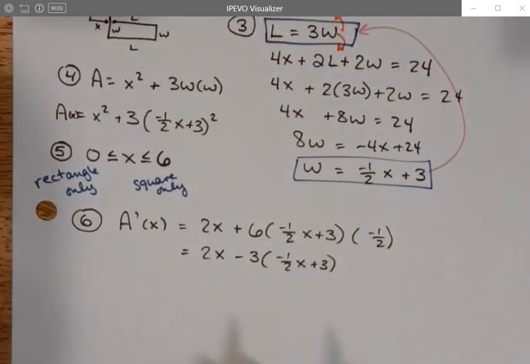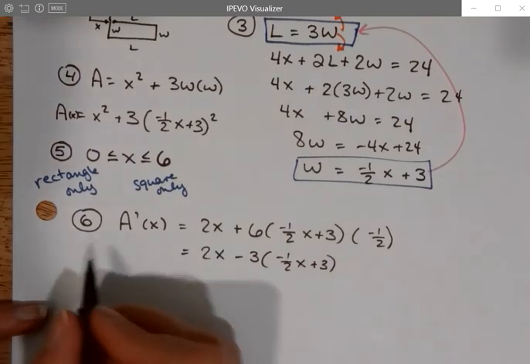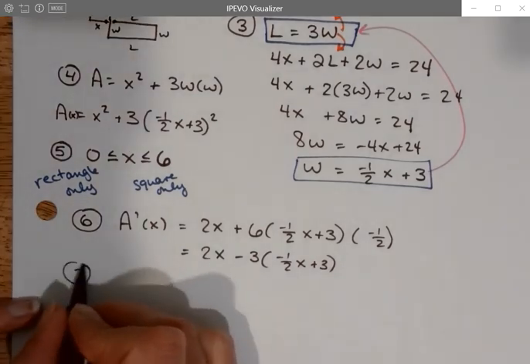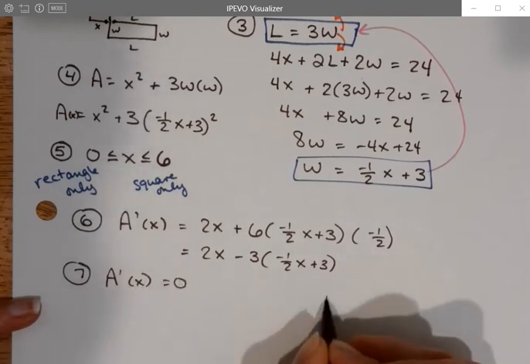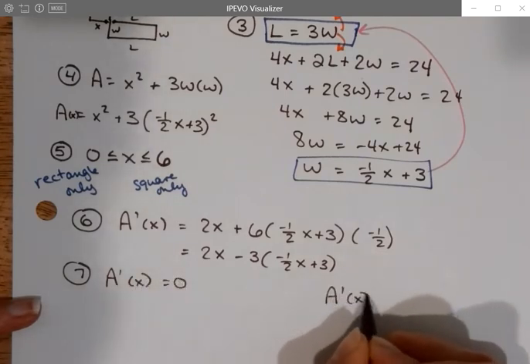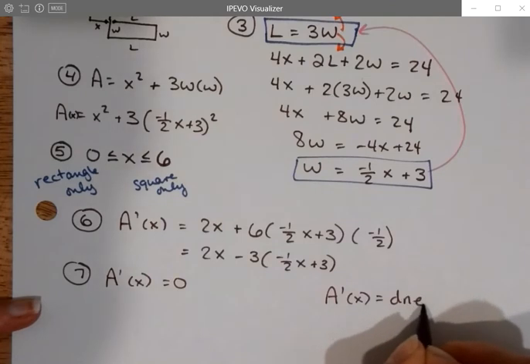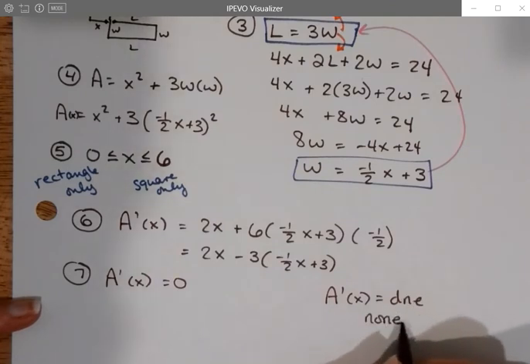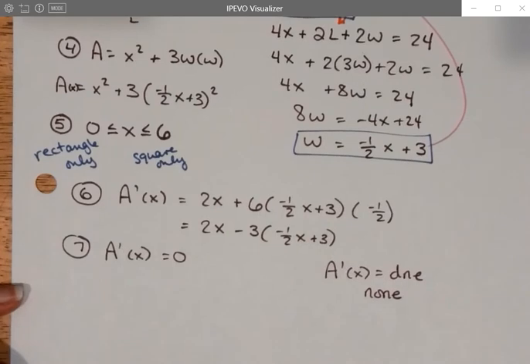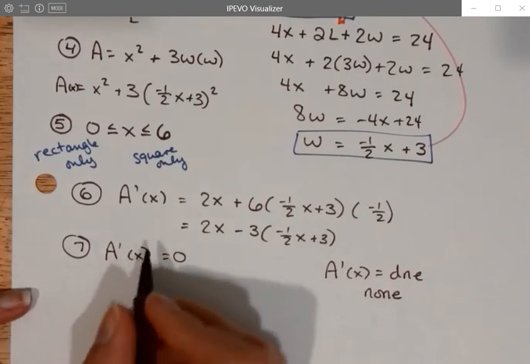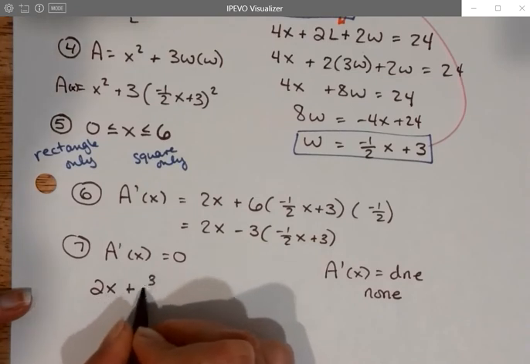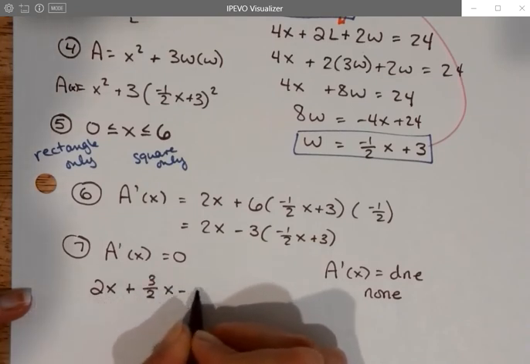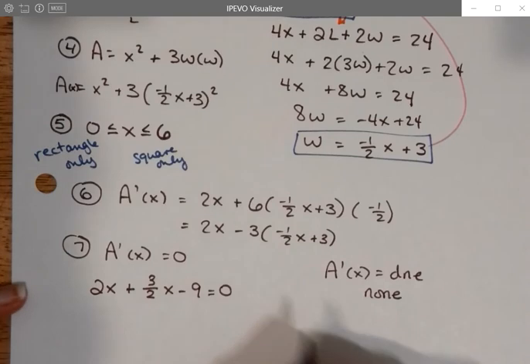And then step 7 is our first order critical values. So we want places where the first derivative equals 0 and places where the first derivative fails to exist. And it's a polynomial, of course, so there will be none of those. Let's look for places where the first derivative is equal to 0. So now we'll finish that distribute. So 2x plus 3/2 x minus 9 equals 0.